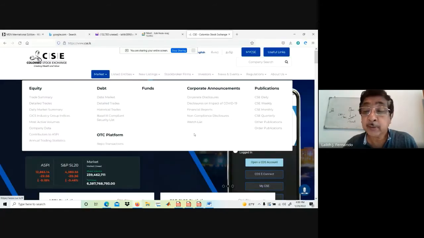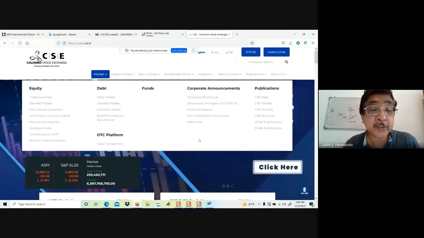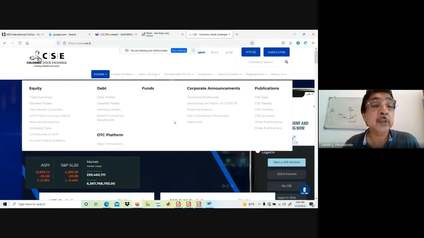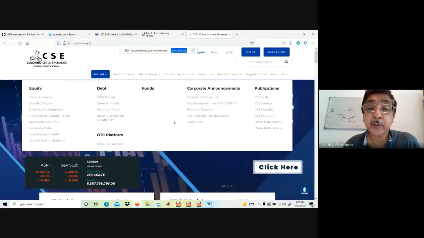Can you see this, the website? Colombo Stock Exchange website is now on the screen. Yes, sir. Right. So today what I want to tell you is, now I just access the website on the screen, and then you can familiarize yourself with these things.